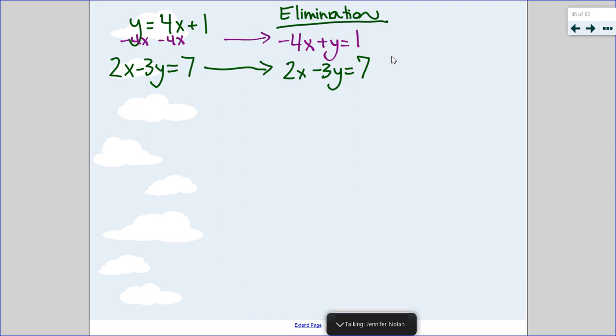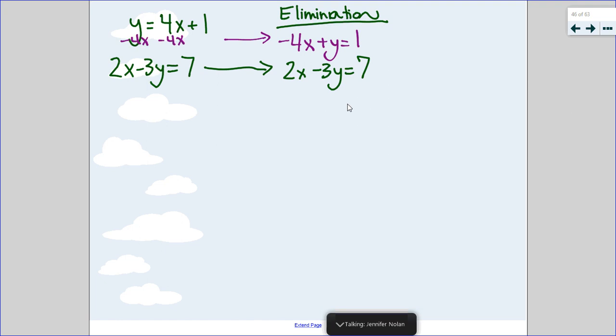Now, elimination involves you either adding the equations together or subtracting them. If I add or subtract those equations, do any of the variables eliminate? If you add, do the x's eliminate or the y's eliminate? Do they cancel? So negative 4x plus 2x. Right, so those don't eliminate. Do the y's?